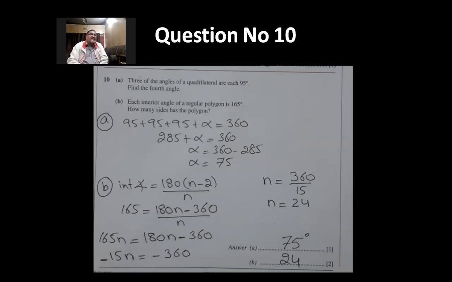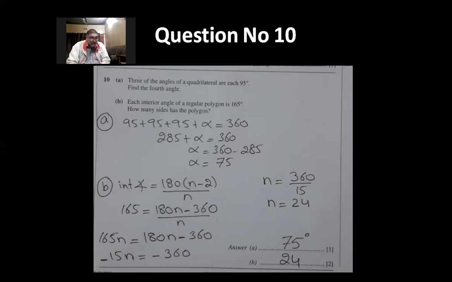Because it's a four-sided figure, we can add up all the angles. So you have 95 plus 95 plus 95 plus alpha, and that will be equal to 360. So you will have 285 plus alpha equals 360. So alpha will be 360 minus 285. So alpha will be 75 degrees. So this is how you will do question number 10, its A part.